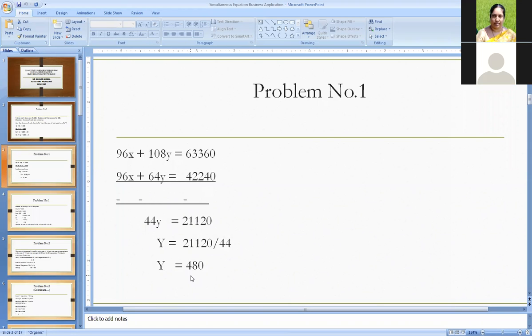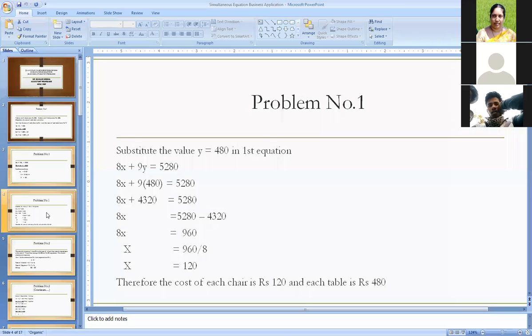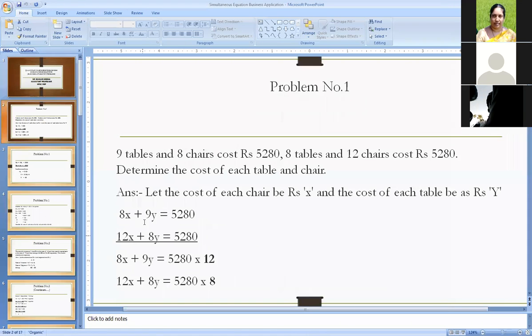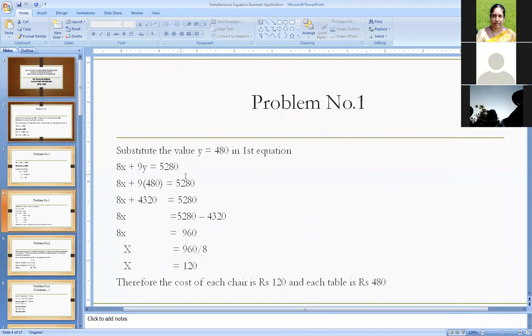And this value we need to go for substituting in any one of the equations, either in the first equation or the second, or after multiplication, whatever the equation is going to get, that is going to become the fourth equation, and this is the fifth equation after multiplication. So now we have to substitute the values in any one of the equations. Here we substituted in equation 1. So equation 1, the value is 8x plus 9y equals 5280. That equation has to be written earlier.